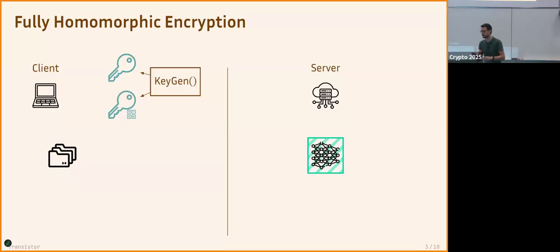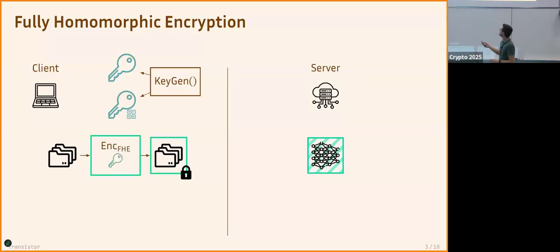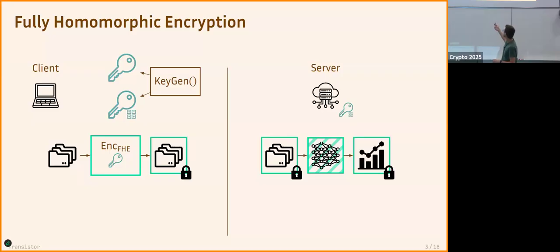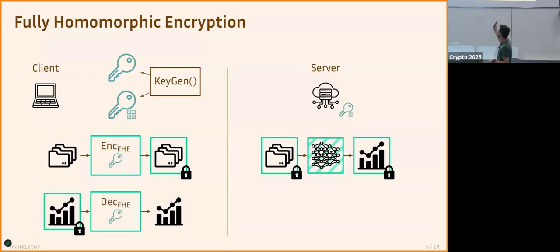Client in the encrypted space. And then the client encrypts its data, sends it to the server, and then the server can run the neural network without seeing any input or output. And then he sends back the output, and the client can decrypt it.